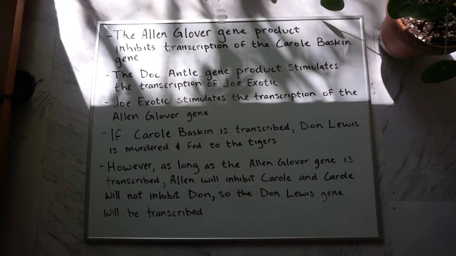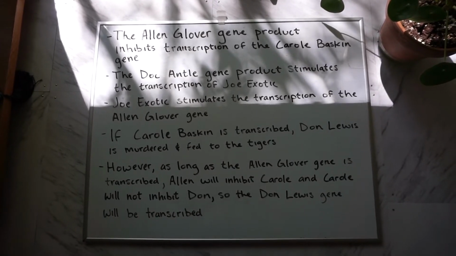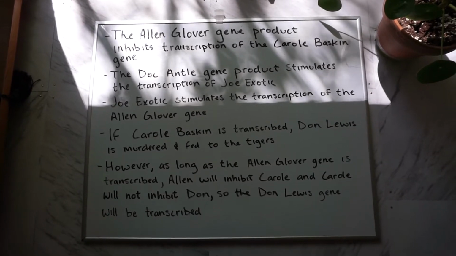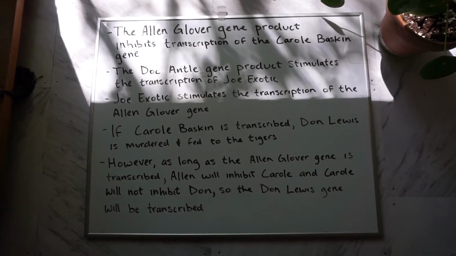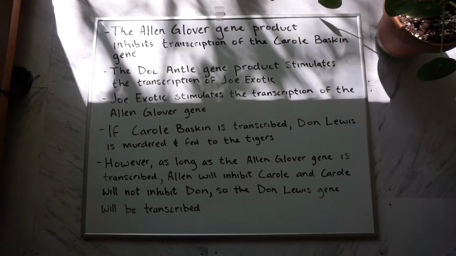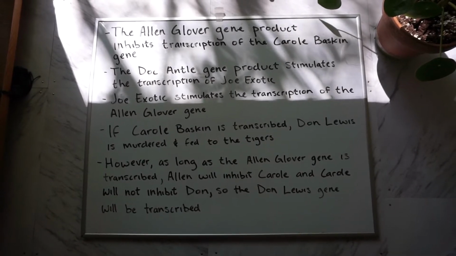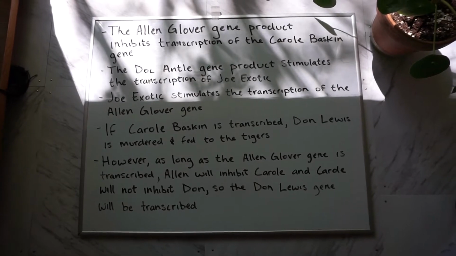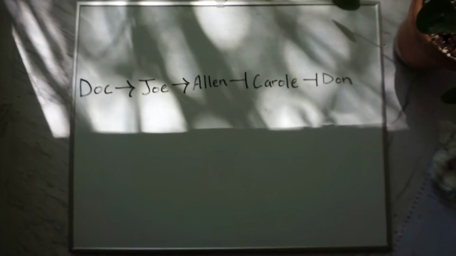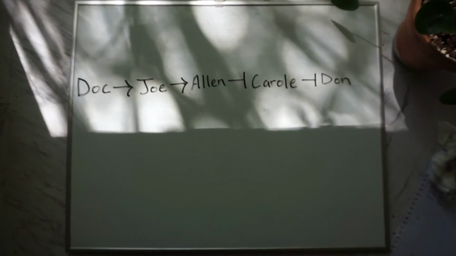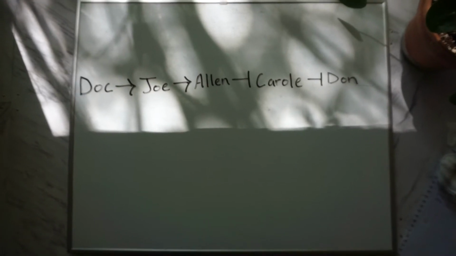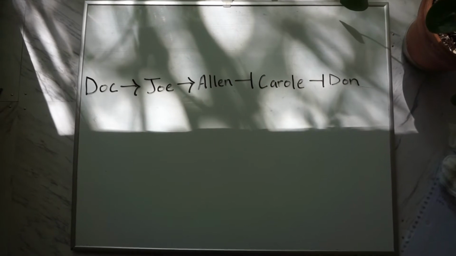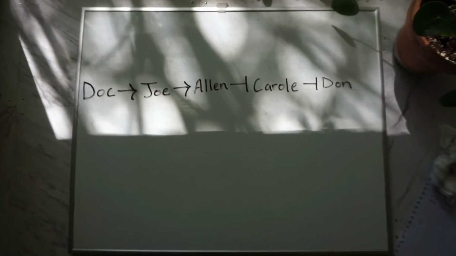as the hitman. But if Carol Baskin is transcribed, her ex-husband, Don Lewis, is murdered and fed to the tigers. However, as long as the Alan Glover gene is transcribed, Alan will inhibit Carol, and Carol will not inhibit Don, so the Don Lewis gene will be transcribed. So if we put all of this information together, we have this developmental network. Doc activates Joe, Joe activates Alan, Alan inhibits Carol, and Carol inhibits Don.